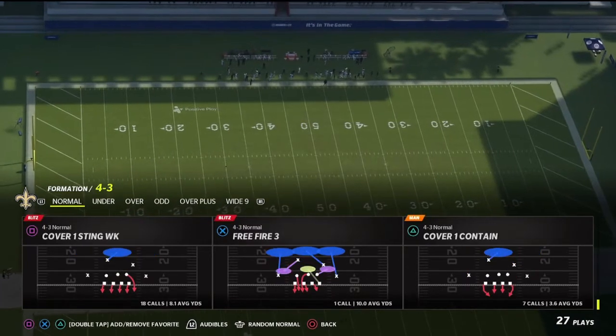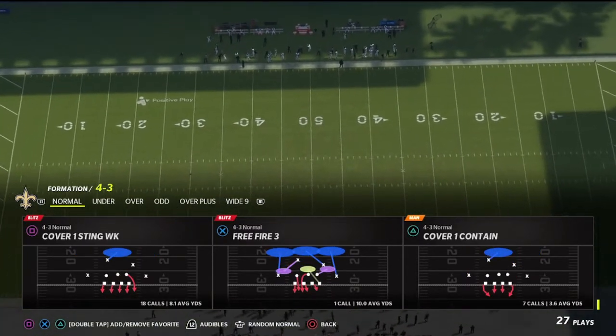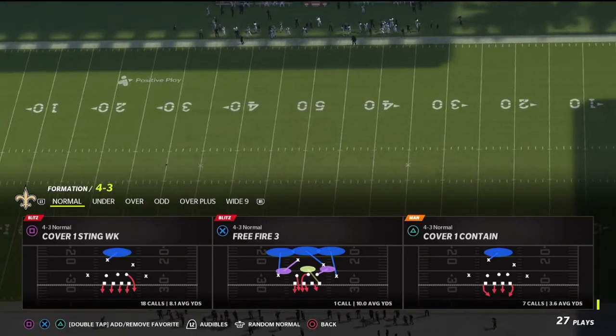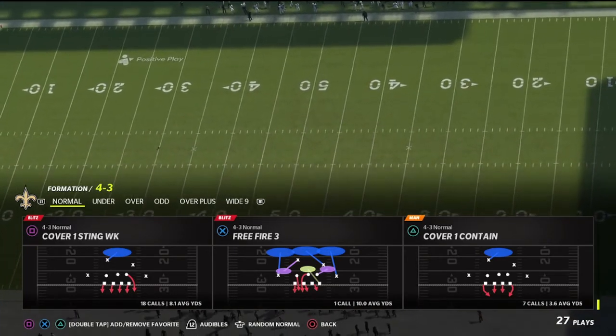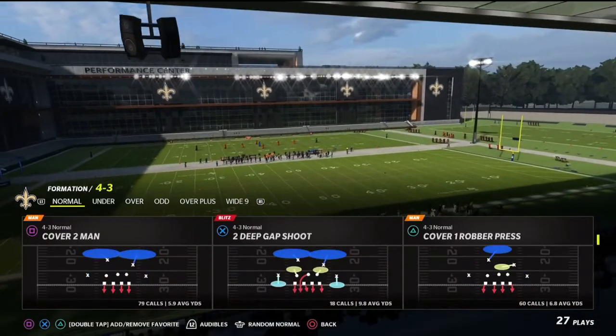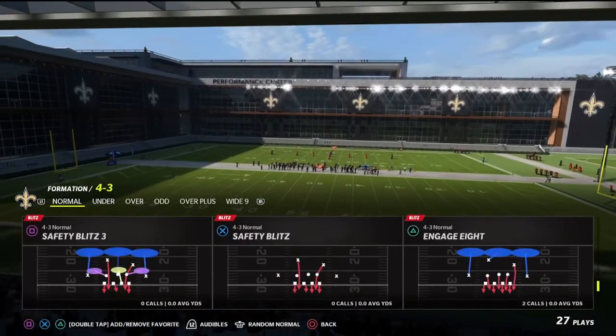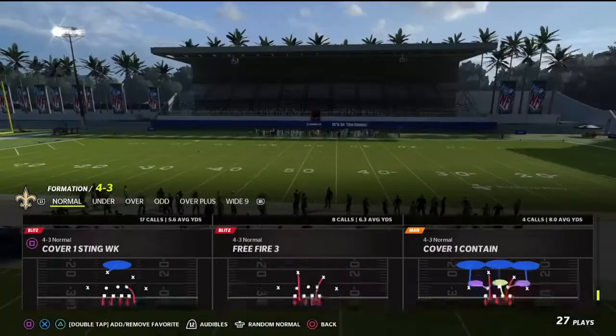There's one other concept I want to show. There it is. The one on the left, cover 1 man blitz. Okay, cover 1 man blitz. And also there should be a cover 2 man blitz somewhere in here, I would think. Nope, maybe not. Okay. Thought there was going to be a cover 2. Now I'm flipping through plays again.